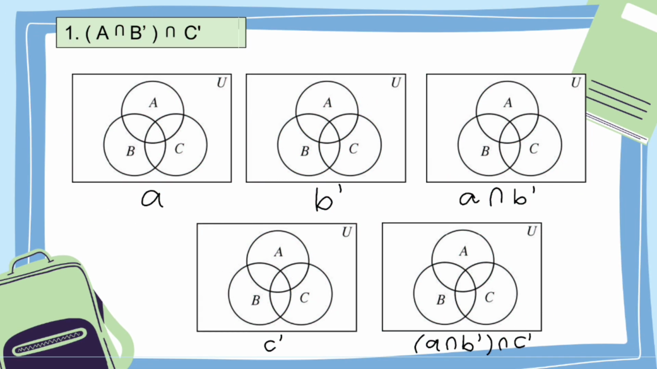Now let's use Venn diagrams in performing set operations. A intersection B prime, intersection C prime. The diagram here shows how to answer this. So first, let's get A. In getting this, we shade the circle A. Next is the B prime. To get the B prime, we shade everything in the box except for the circle B.